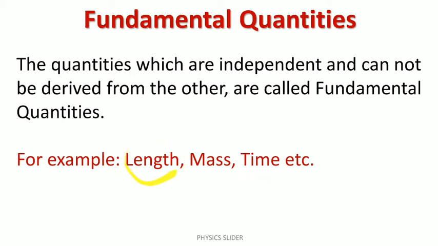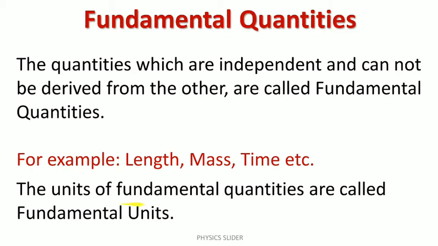Length cannot be derived from mass or any other quantity. Mass cannot be derived from length or time or any other quantity. Time cannot be derived from length or mass or any other quantity. It means these quantities are independent and cannot be derived from the other quantities. So we will say these are fundamental quantities. And the units of the fundamental quantities are called fundamental units.